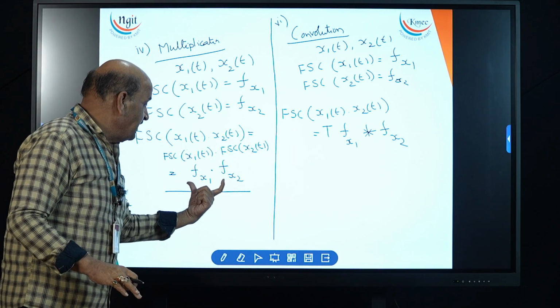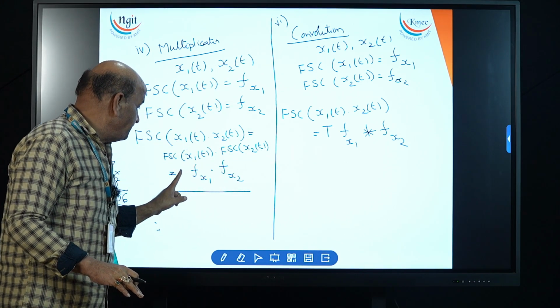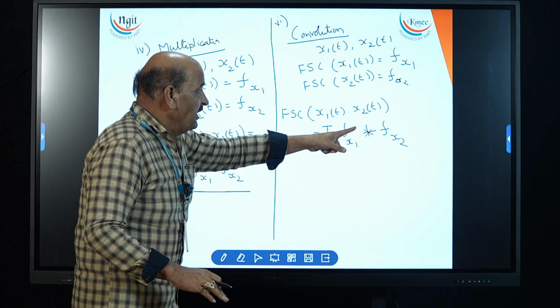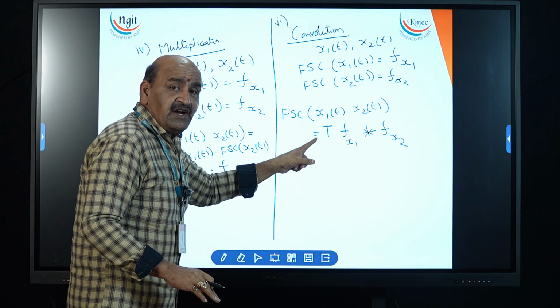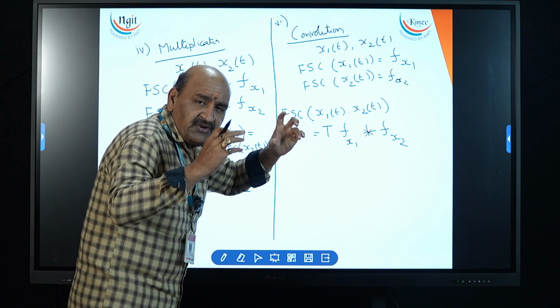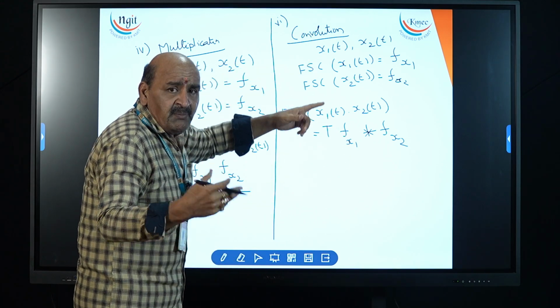Just look, multiplication is just multiplying, with a dot representation. There is no multiplication with the time period. Here we are multiplying with the total time period T. That too, this is star. This star is the whole and sole symbolic representation of convolution.